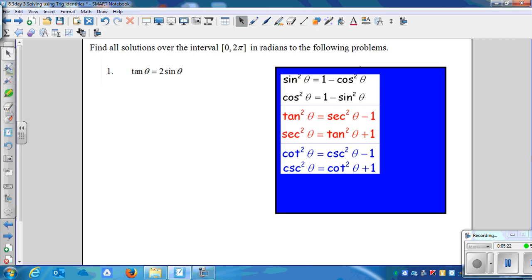All right, number 1, find all solutions over the interval from 0 to 2 pi in radians for the following problem. So this will be all of the problems in this particular lesson. So number 1, we have tangent theta equals 2 sine theta, and you'll notice that we have two different trig functions in this problem. I am going to go ahead and set this equal to 0 though, and then afterwards I'm going to see if I can do some switching on this. So we have tangent theta minus 2 sine theta equals 0.